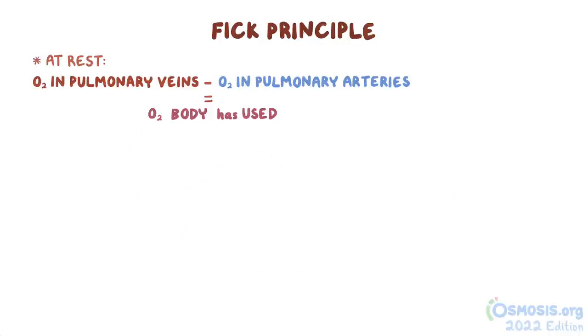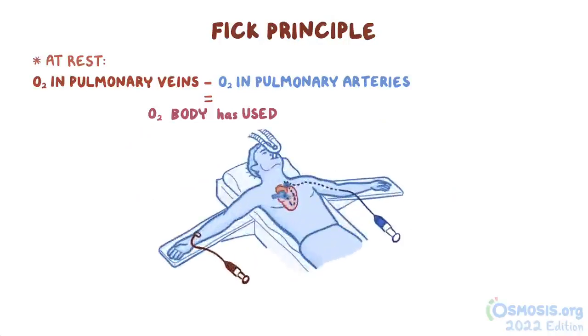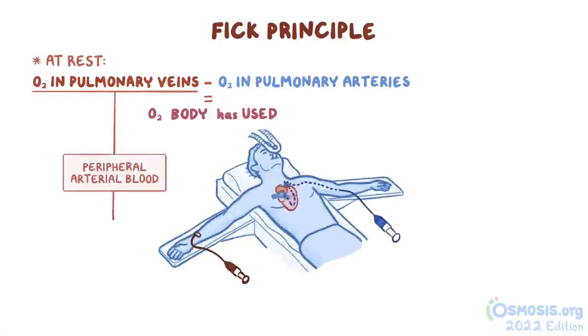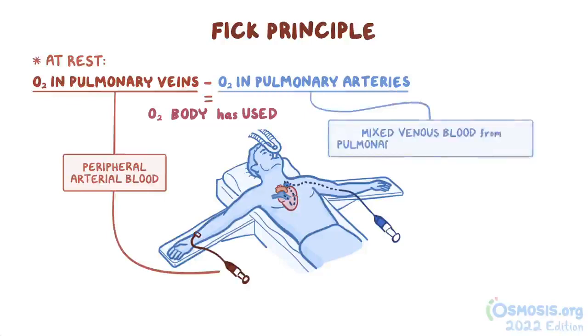Each of the parameters of the Fick principle can be measured. The oxygen content of the pulmonary venous blood can be measured by taking a sample from peripheral arterial blood, since none of the oxygen added by the lungs has been consumed at this stage. The oxygen content of the pulmonary arterial blood can be measured by taking a sample of mixed venous blood from the pulmonary artery or the right ventricle.